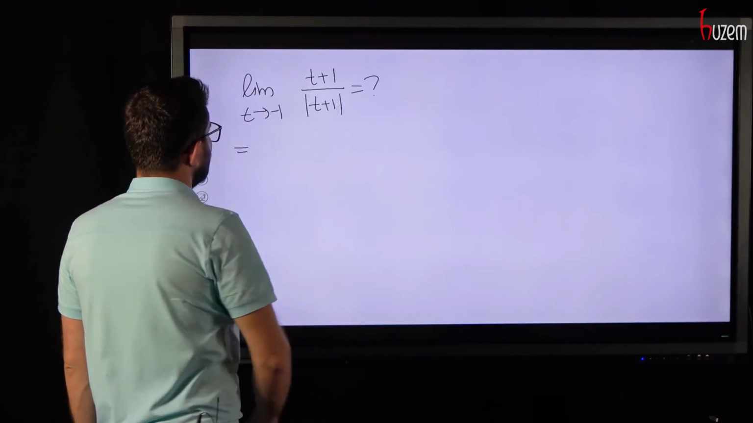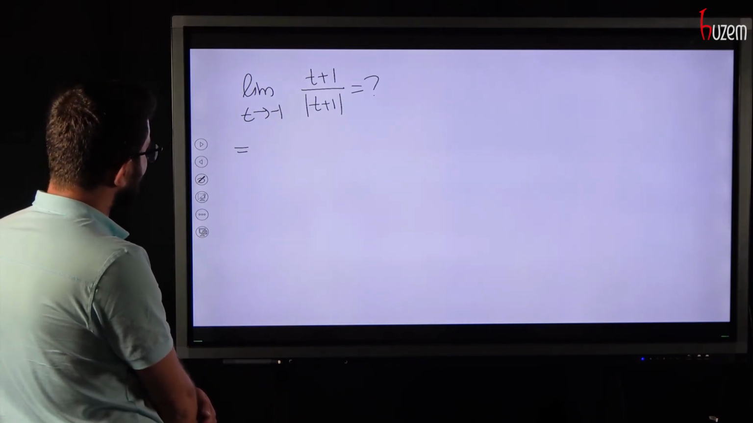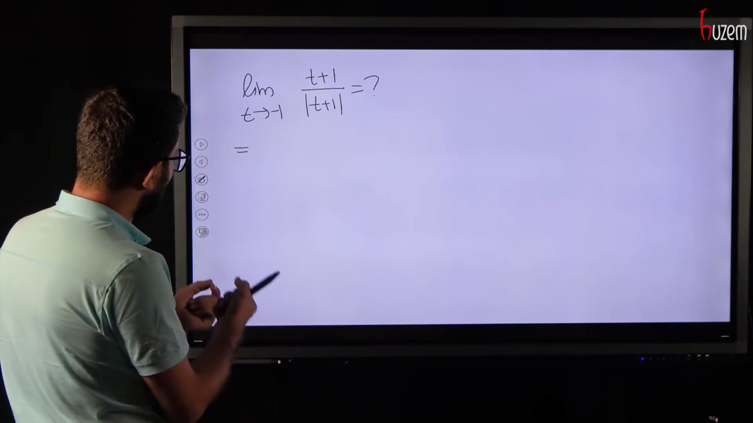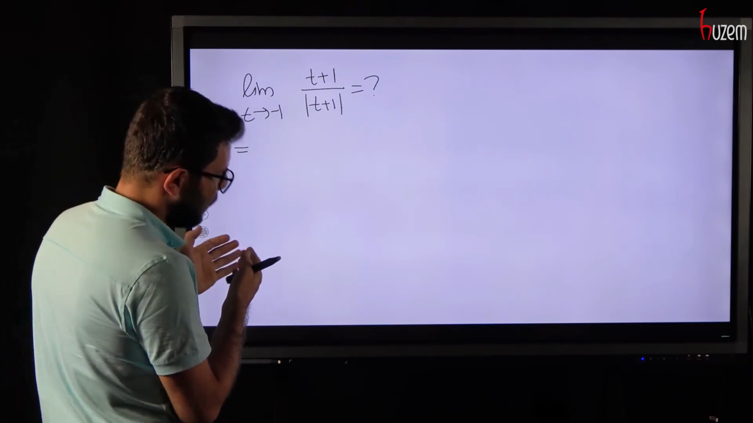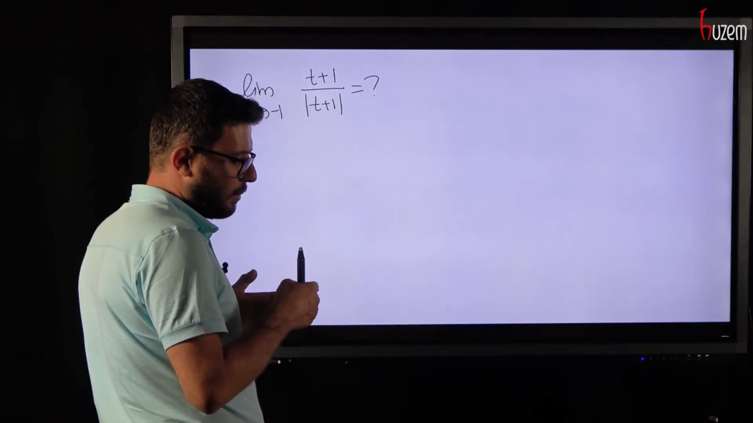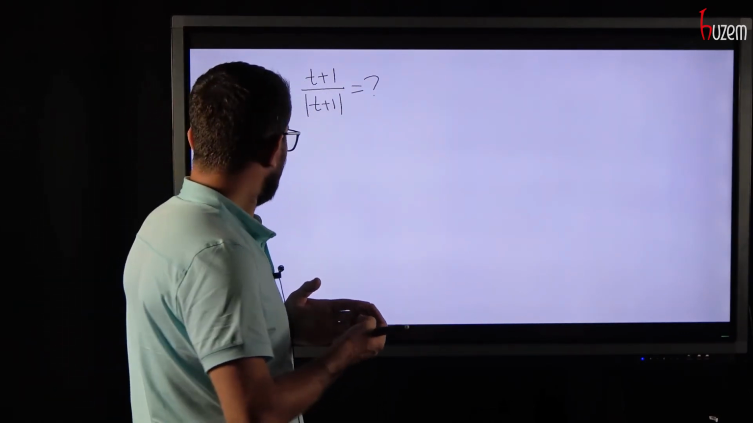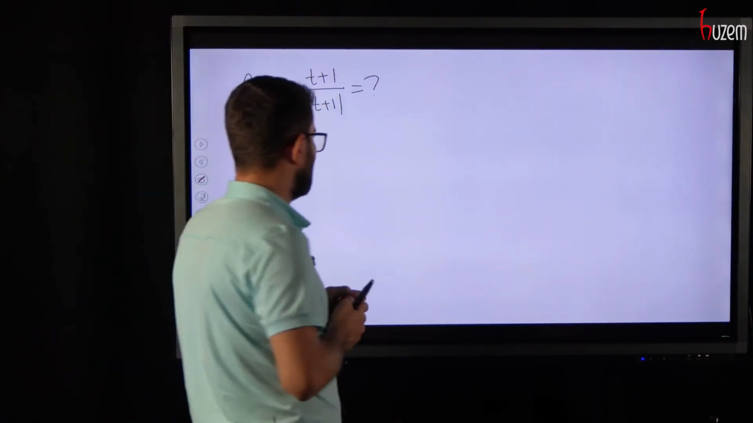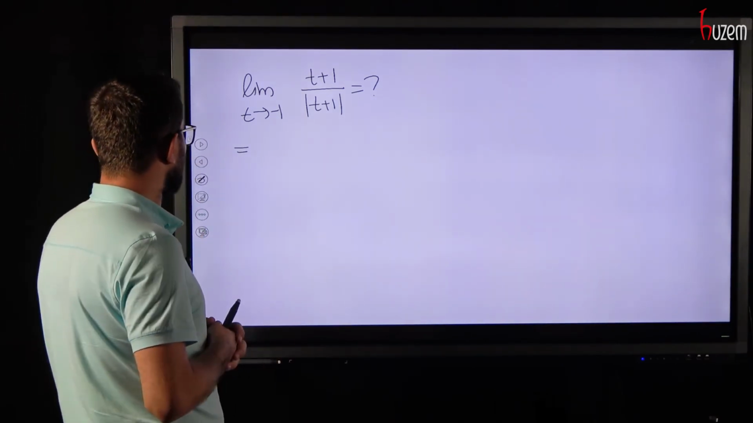Now we see at t equals negative 1, we have an issue with this absolute value, because the absolute value will change its behavior close to 0. If the number inside is greater than 0, it will be itself. If it is less than 0, then the result will be the negative of the expression inside the absolute value. This is what we really have for absolute value. This is a problem for us.